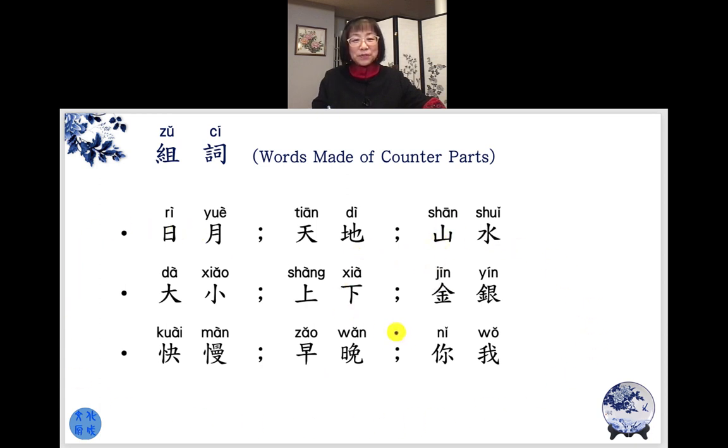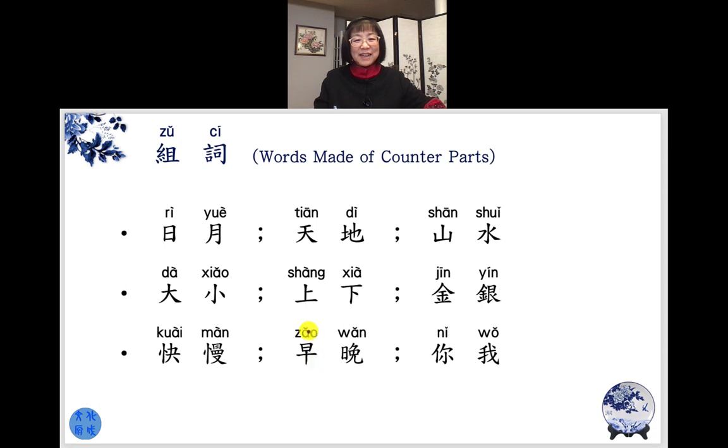This is a group of words composed of two characters, but these two characters are counterparts. So we can also call them counterpart words. 日月, the sun and moon. 天地, the sky and the ground, or the heaven and the earth. 山水, the mountain and water. 大小, big and small. 上下, up and down. 金银, gold and silver. 快慢, fast and slow.